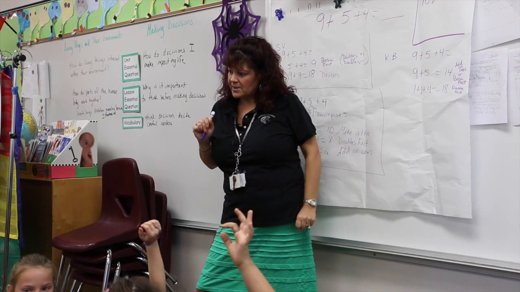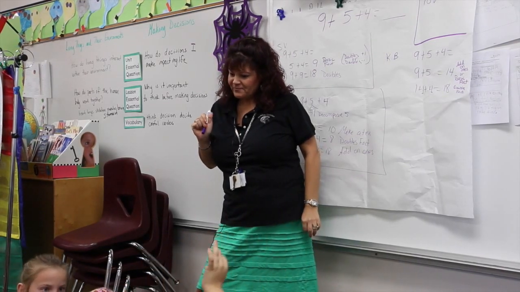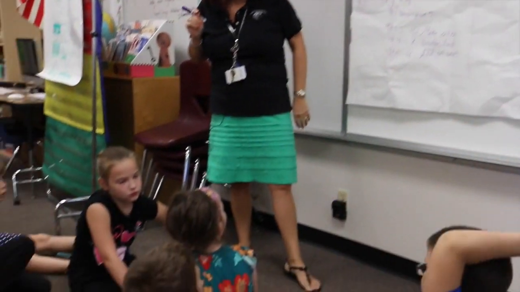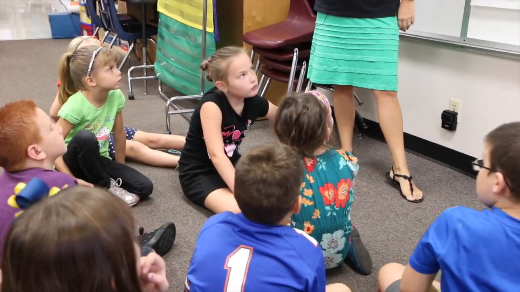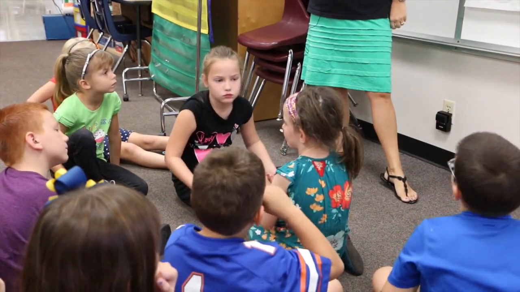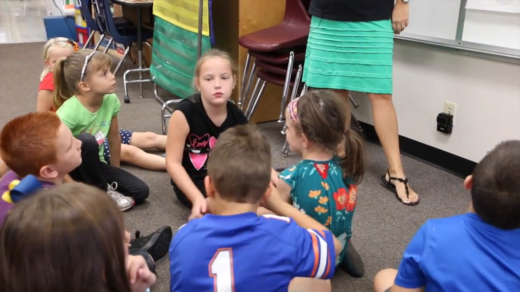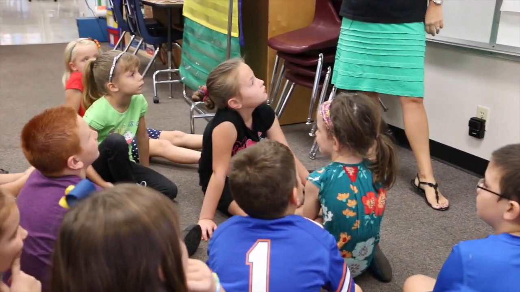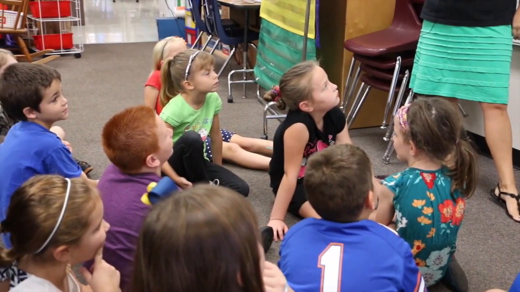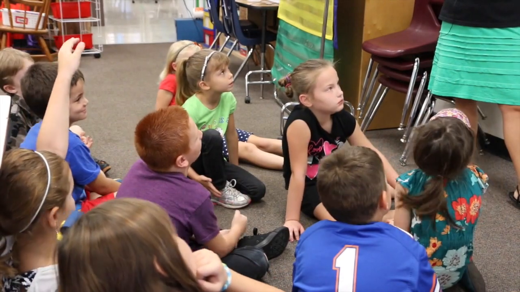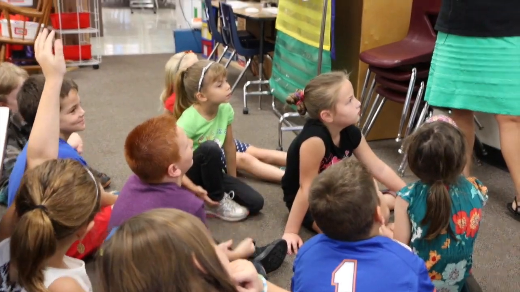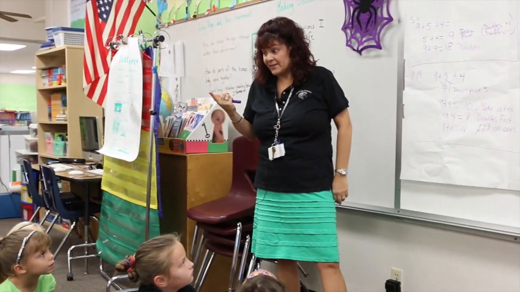Got a couple of hands up, Kingsley. Why did you do 9 plus 5 instead of 5 plus 4? You see up there that Sky has 5 plus 4. So he had to come up with another strategy. That's why I always say you have to have that backup plan, right?